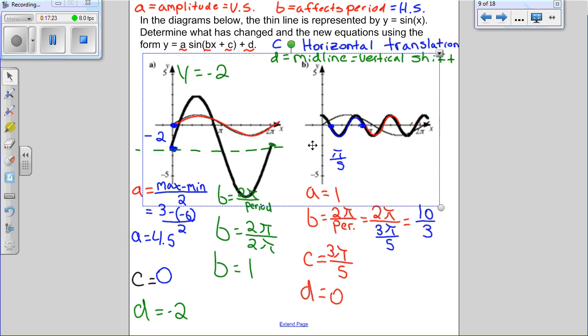What I do is figure out how long it is taking me to repeat. So if each little spot is 1 pi over 5, it would be 1 pi over 5, 2 pi over 5, it would be 3 pi over 5 to start repeating. That's my period. That's where I came up with 2 pi divided by 3 pi over 5.